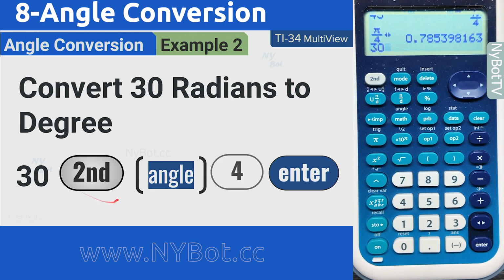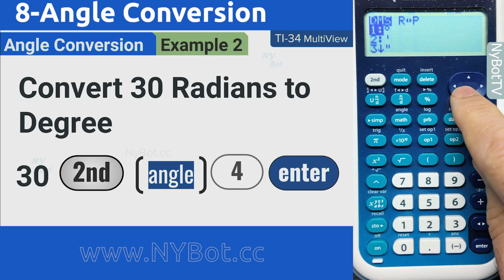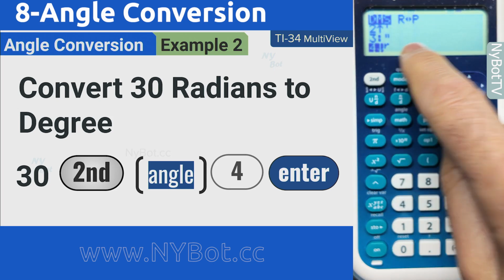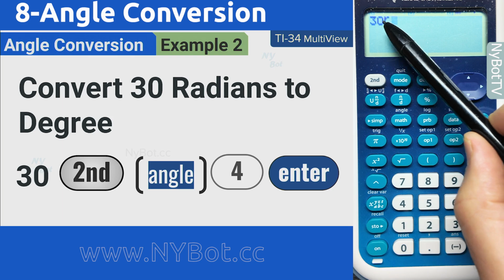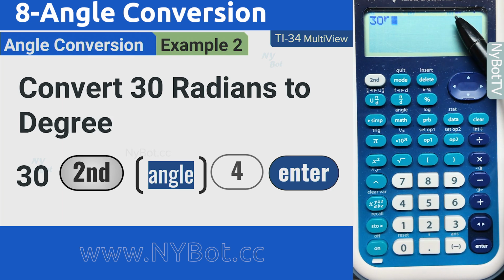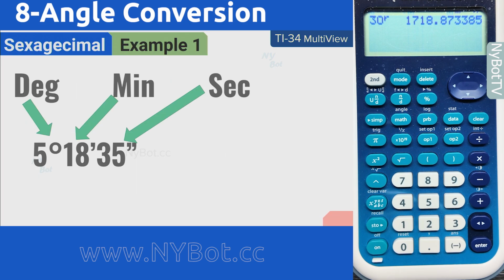Now we want to convert 30 radians. Type 30 and second function, angle, and this time go down. Number 4 is radian. When you press 4, R appears, which means 30 radian, and the unit to be converted to is degree. Press enter, and that is the angle.